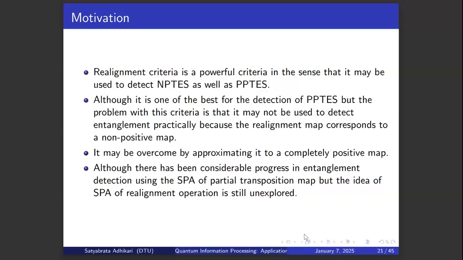But the main problem with this realignment criteria is that it is neither positive nor completely positive. So this means that in spite of the criteria being powerful, you cannot apply it in the experiment, you cannot achieve it through the experiment. Okay, so this is the main problem here. So we would like to overcome this problem just by approximating it firstly to a positive map and then to a completely positive map. So we again use the concept of structural physical approximation, now on the realignment operation.